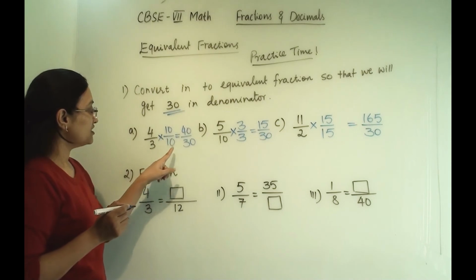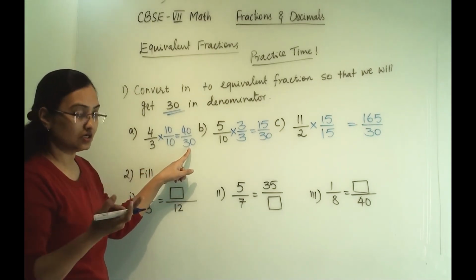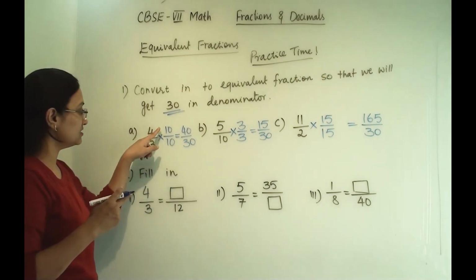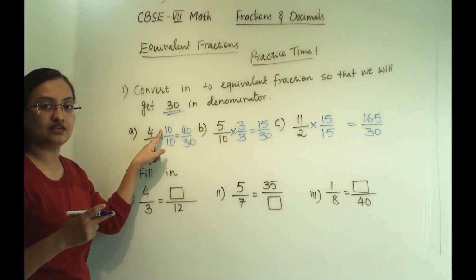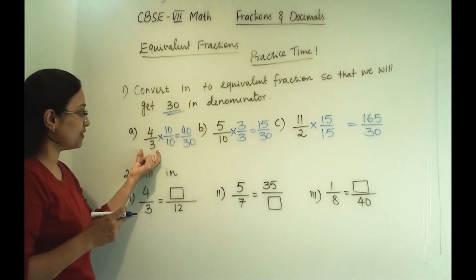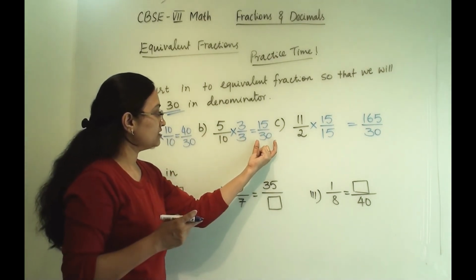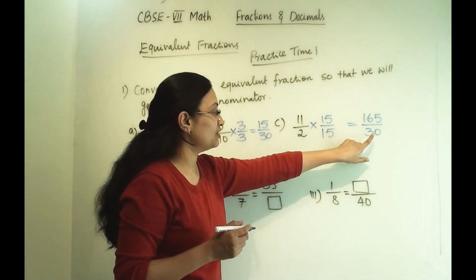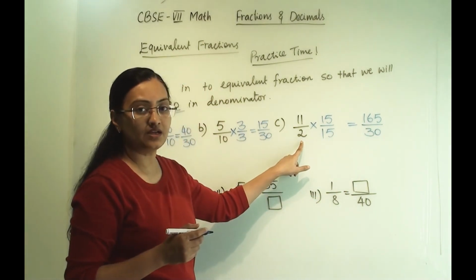First we will make the denominator 30, and whatever number we have multiplied in the denominator, the same number we will multiply in the numerator. And this is our equivalent fraction to 4 by 3. This 15 by 30 is an equivalent fraction to 5 by 10. And this is also an equivalent fraction of 11 by 2.